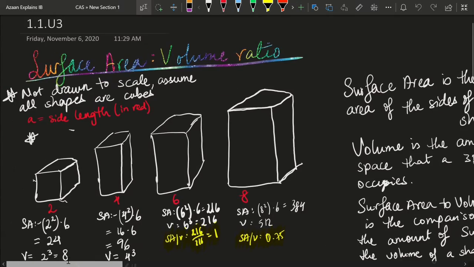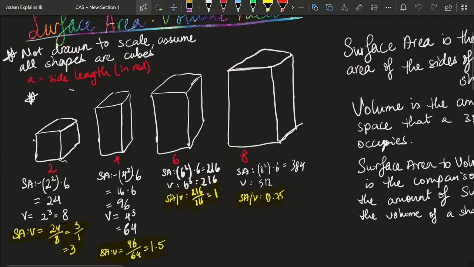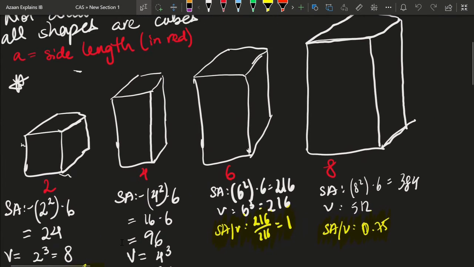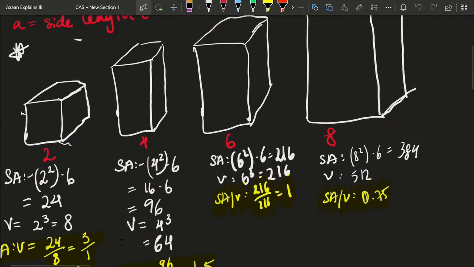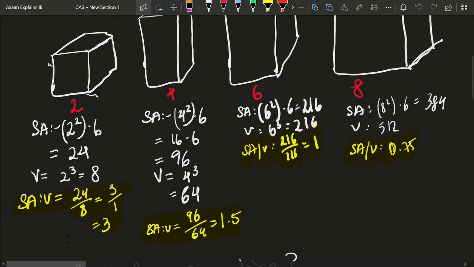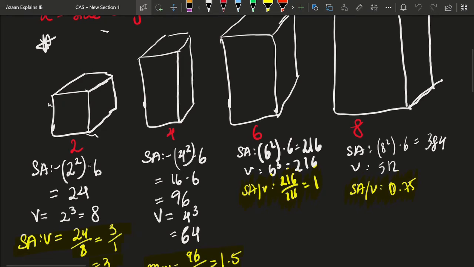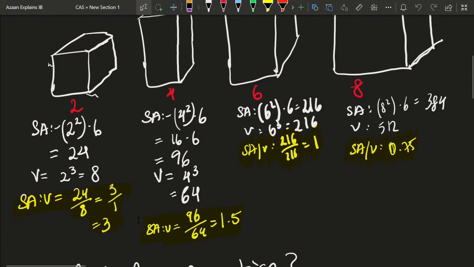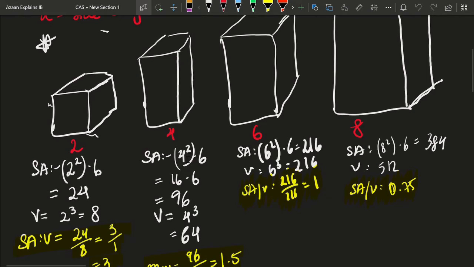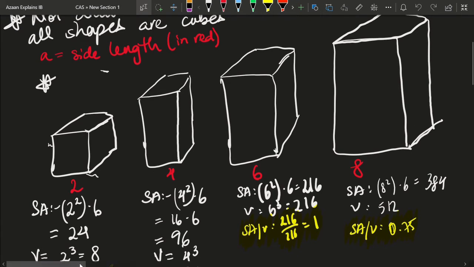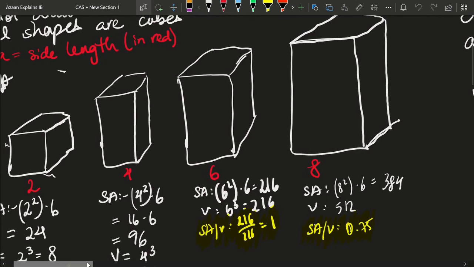Let's look at a few examples here. Let's assume that these are cubes; obviously they'll be better drawn in the exam. If you're given a side length of 2, 2 squared times 6 is 4 times 6, which is 24. The volume would be 2 cubed, which is 8. So your surface area to volume ratio is 3. For 4, 4 squared times 6 is 16 times 6, which is 96. 4 cubed, which is your volume, is 64, and so on for 6 and 8.